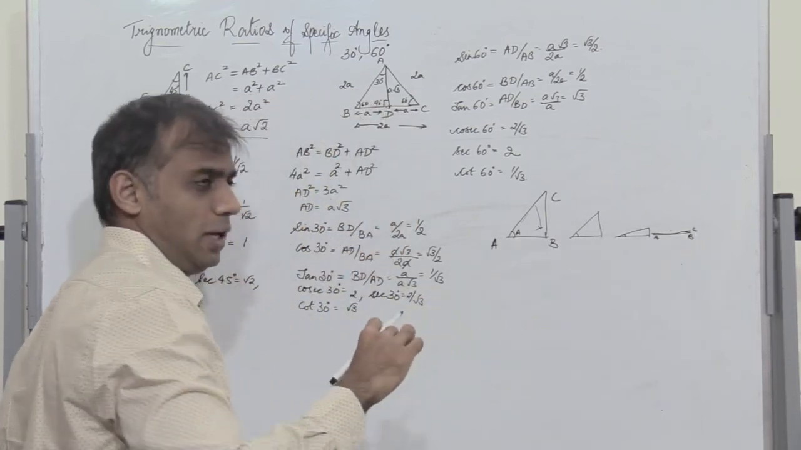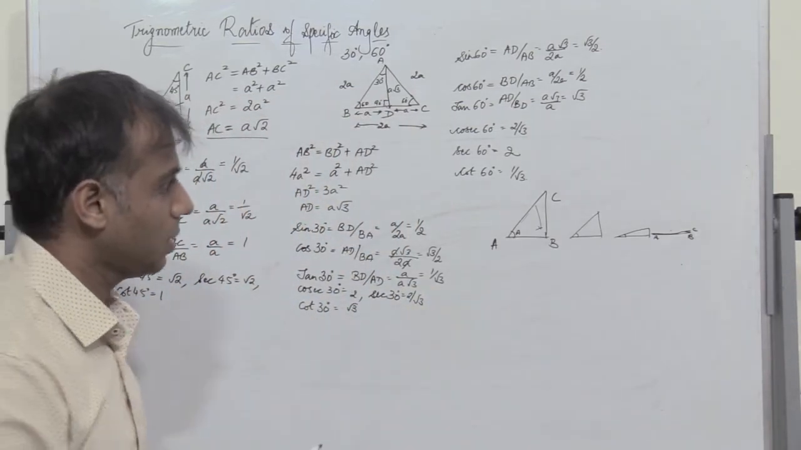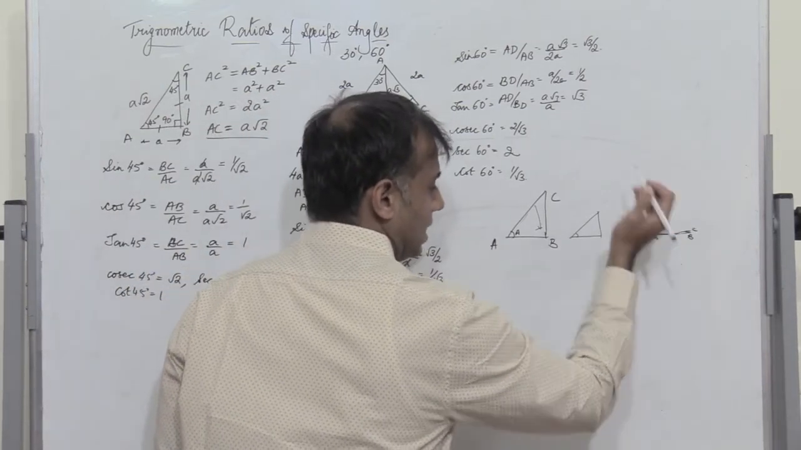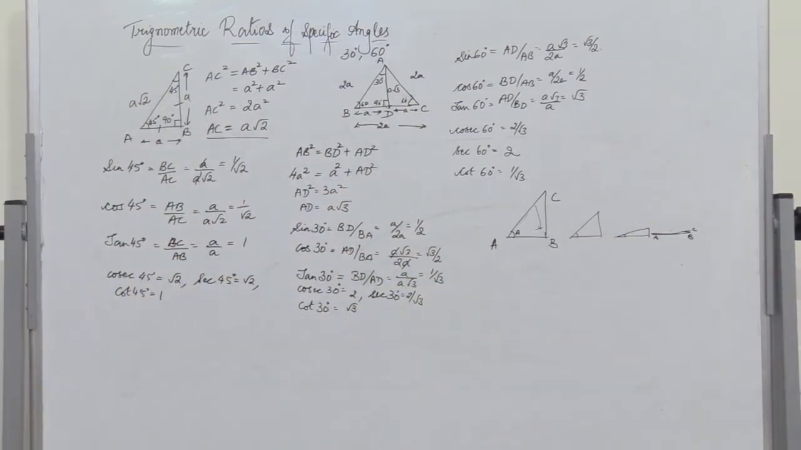So when the angle A is almost 0, what happens? AB and AC become one and the same, isn't it? When AB and AC become one and the same, then what are the values of sine, cosine and tan is the question.